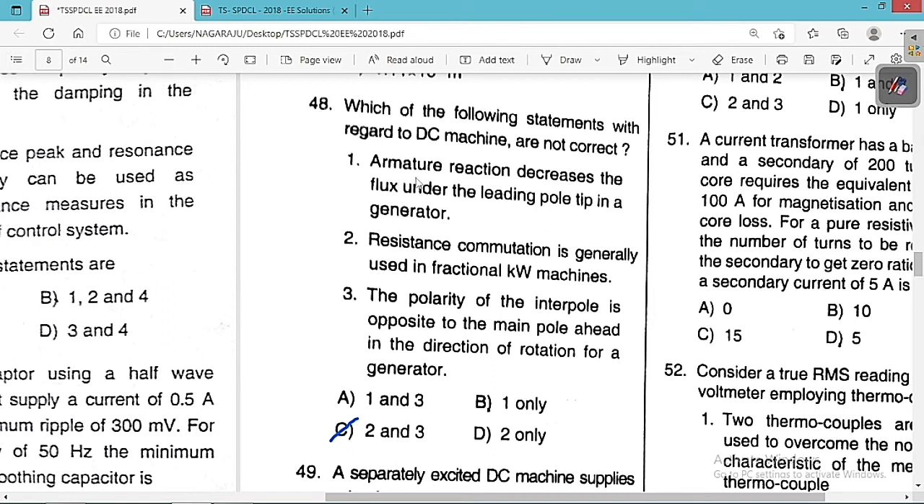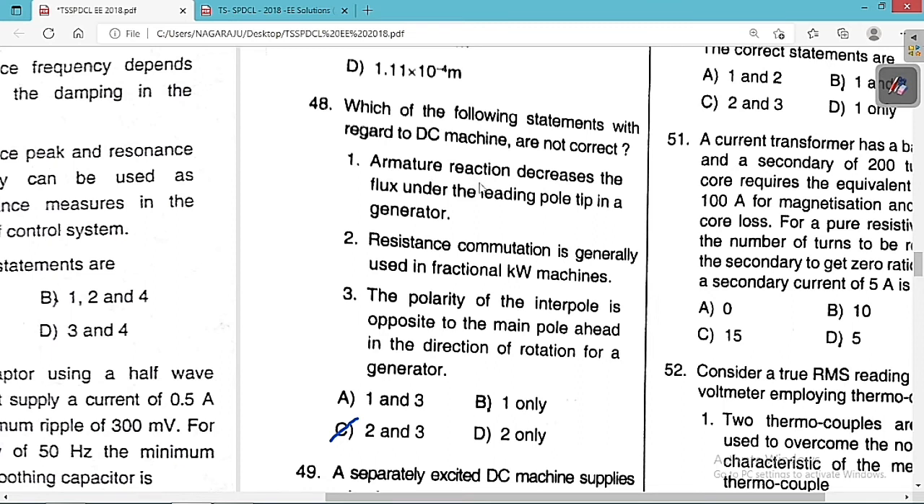I already told you in the DC machine concept, in a DC generator, the armature reaction decreases the flux under the leading pole tip and increases the flux under the trailing pole tip. Whereas resistance compensation is generally used only for low fractional kilowatt machines. Only for the low fractional kilowatt machines are we going to use it. For high kilowatt machines we go for voltage compensation.